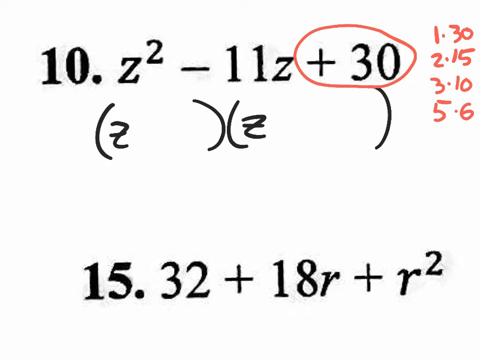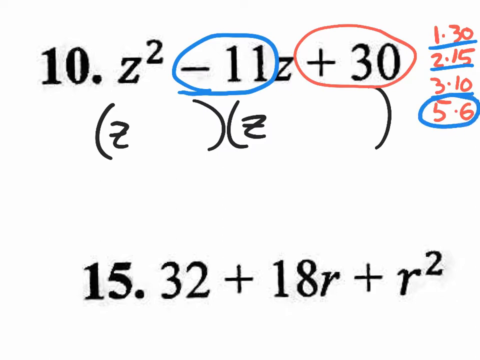And then we think, which pair of numbers combines together to give us negative 11? Well, if I add 1 and 30, I get 31. That's not negative 11. If I add 2 plus 15, that's 17. If I add 3 and 10, I get 13, not negative 11. If I add 5 and 6, that gives me 11. Now, I don't want an 11, I want a negative 11. So I have the right numbers, I just have the wrong signs. So make sure you change those signs to a negative 5 times negative 6. That's the right combo we want.